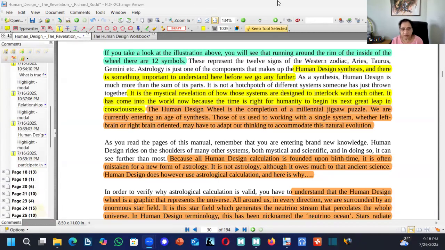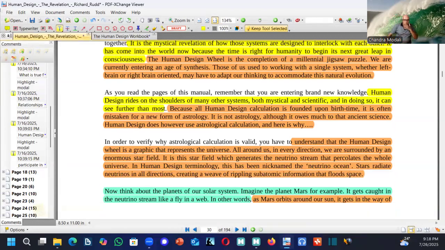As you read the pages of this manual, remember that you're entering brand new knowledge. Human design rides on the shoulders of many other systems, both mystical and scientific, and in doing so, it can see further than most. Because all human design calculation is founded upon birth time, it is often mistaken for a new form of astrology. It is not astrology, although it owes much to that ancient science. Human design does, however, use astrological calculation, and here is why. In order to verify why astrological calculation is valid, you have to understand that the human design wheel is a graphic that represents the universe.